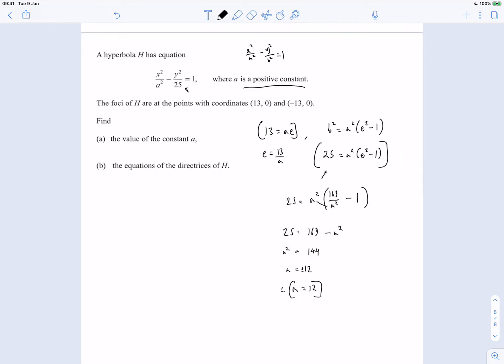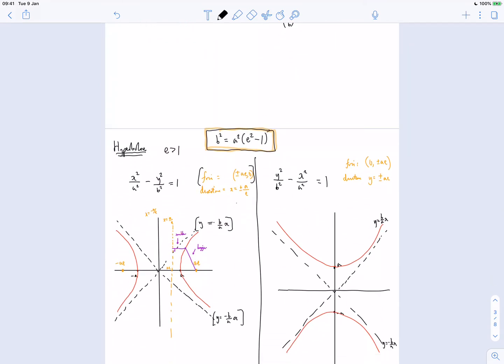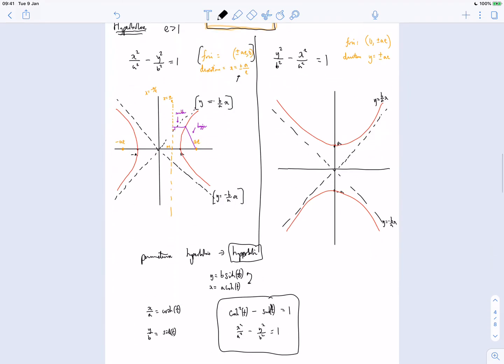So that wasn't too bad. That was just using the information we'd seen and learnt so far and just solving simultaneously. Part b, find the equation of the directrices of H. Well, the directrices are x equals plus or minus a over e, are they not, for the hyperbola? Yep, they are in that case.